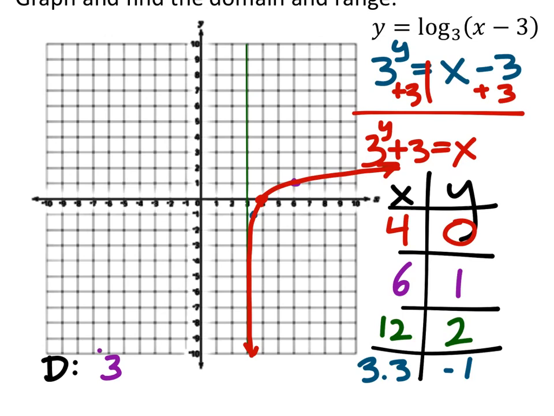But it never actually gets to 3 because that's the asymptote. So it's starting at 3, which is not included. And then how far to the right does it go? Infinity. Alright, well that's the domain.